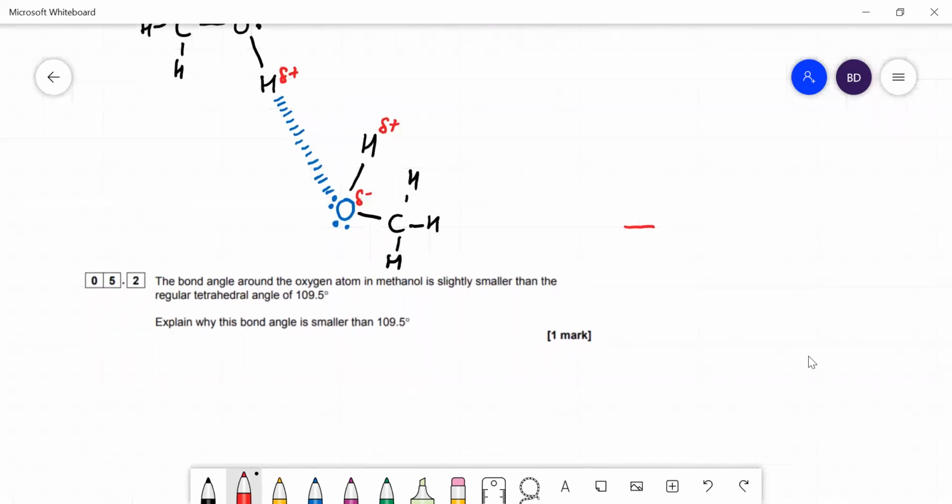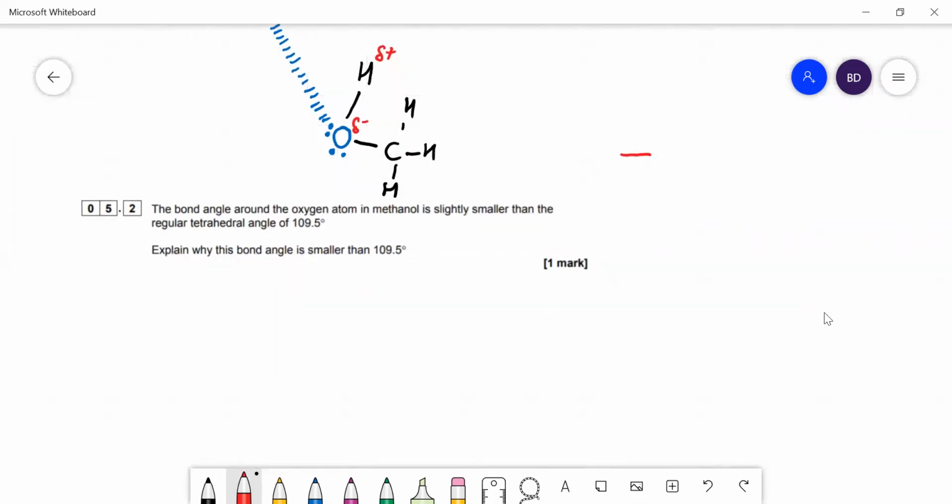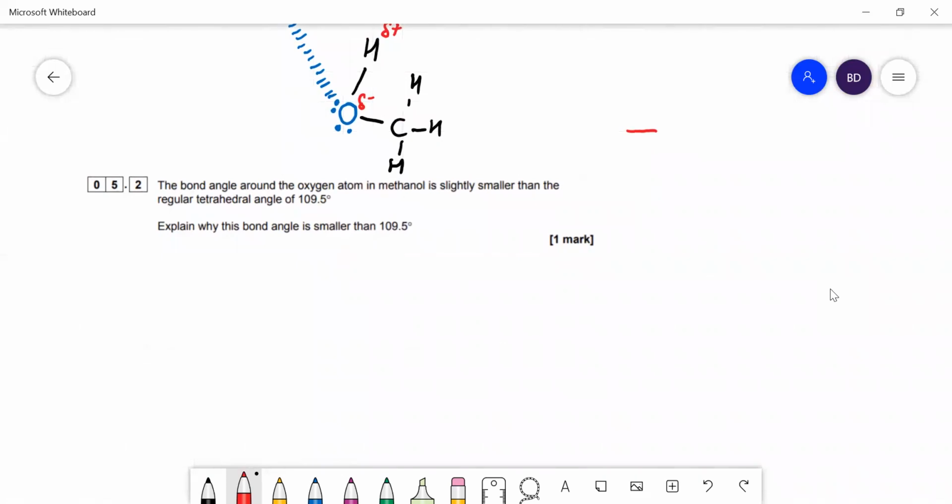Right. The bond angle around the oxygen atom in methanol is slightly smaller than the regular tetrahedral angle of 109.5. Explain why it's smaller. Right, there's the oxygen atom. If it's tetrahedral, let's say it was forming 4 bonds, which it's not, it would be like this. You've got a hydrogen there, and you've got the methyl group there, say. Now this is not a bond. This is a lone pair. I'll draw like that. And this is also a lone pair here.